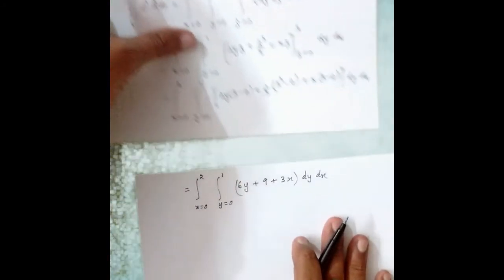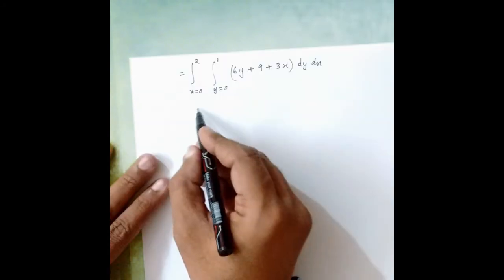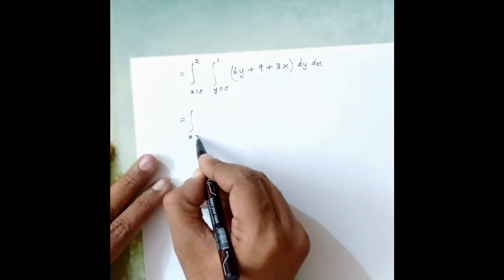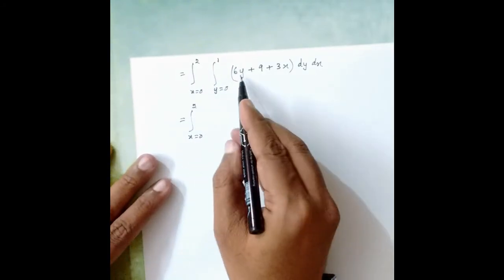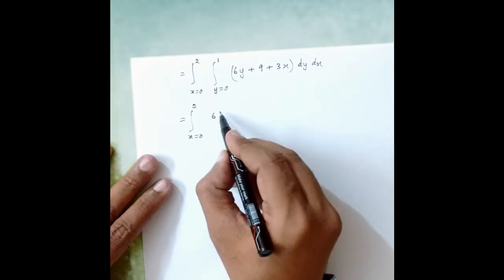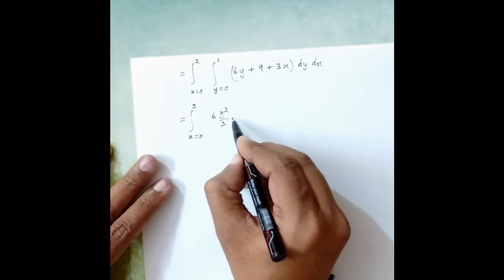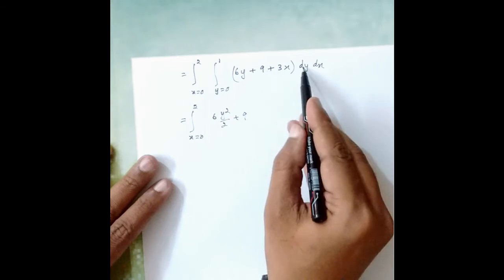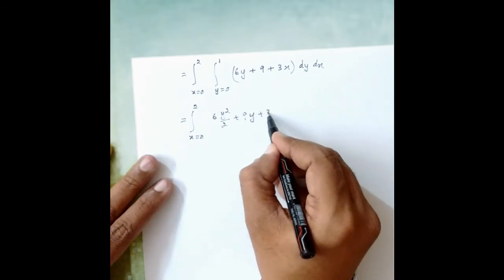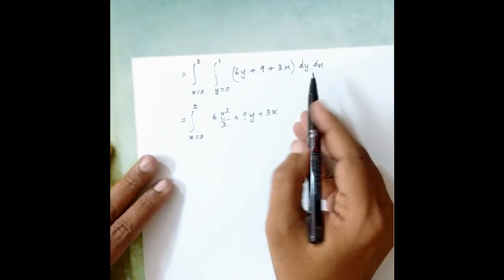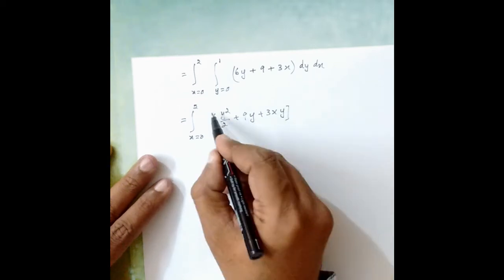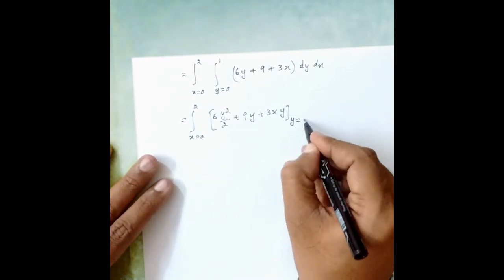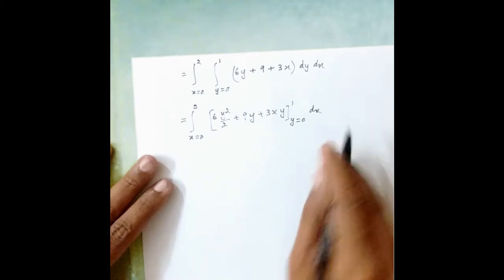So now let us try to integrate this one. It should be equals to integral of x is equals to 0 to 2. We are integrating with respect to y. So 6y square by 2, 9 times of integral of dy will be y. 3x is a constant, integration of dy will be y. Limit values for y will be y is equals to 0 to 1 into dx.